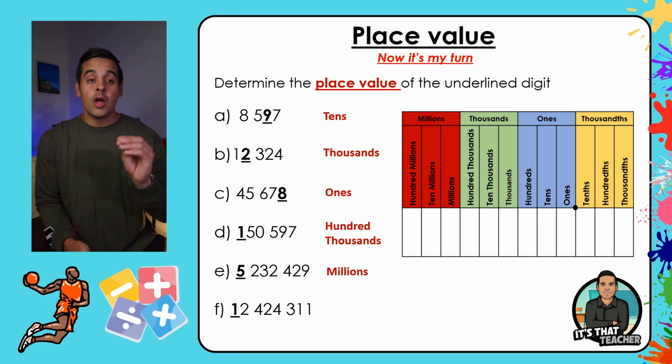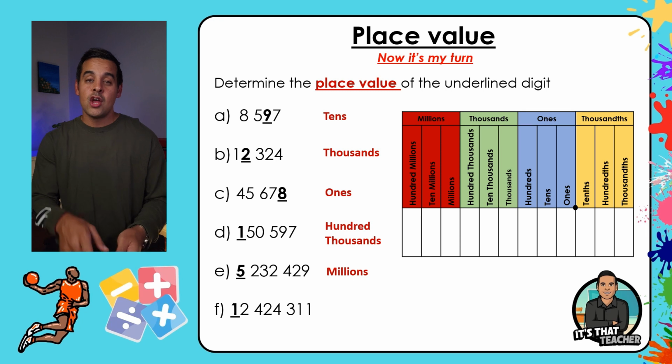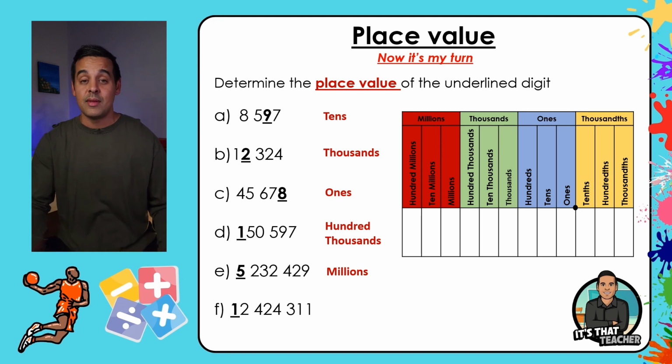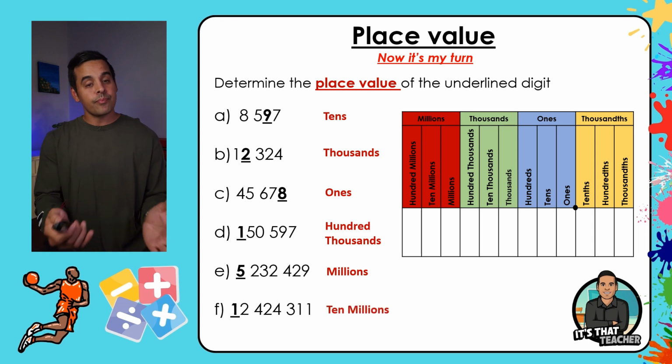12,424,311. So we're not in the millions because that would be the 2. So this is the tens of millions. You've gone past 9, you've gone to 10 million. So you're in the tens of millions. 10, 11, 12. So the tens of millions.